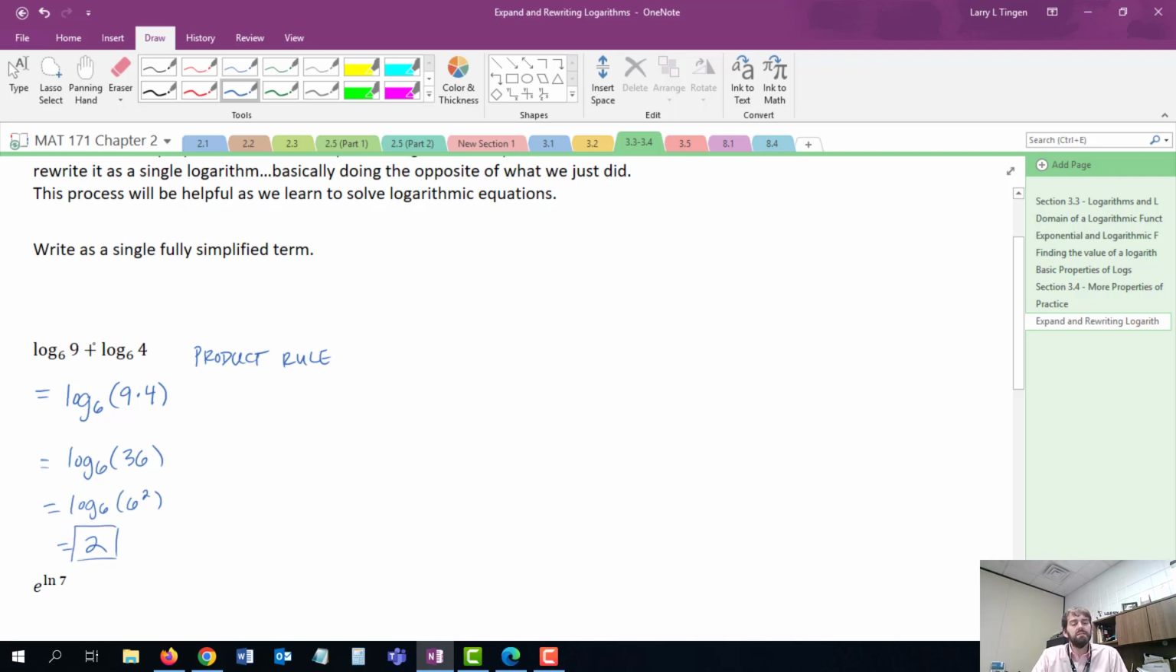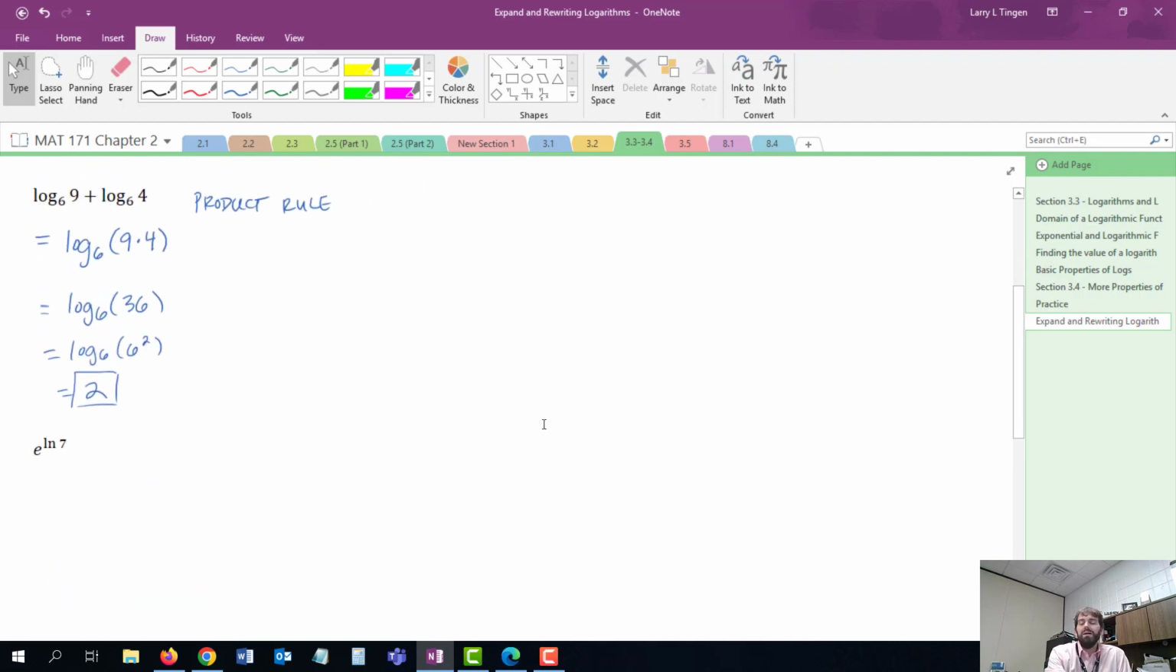So notice I couldn't solve the logs, or I couldn't figure out what log base 6 of 9 is, or what log base 6 of 4 is. But when I put them together to consolidate them into a single log, I did end up with something that I could simplify.